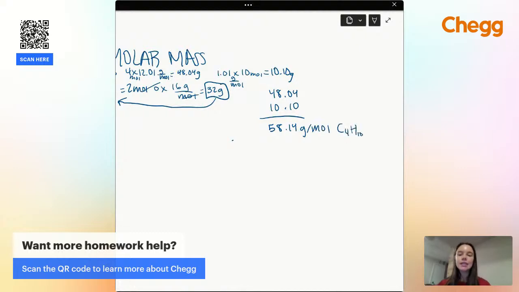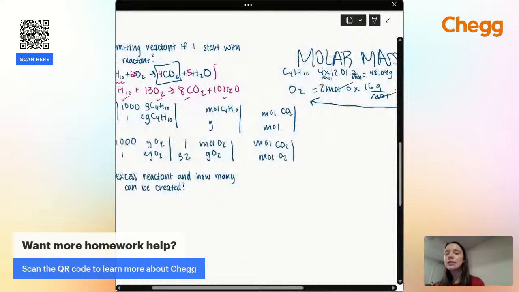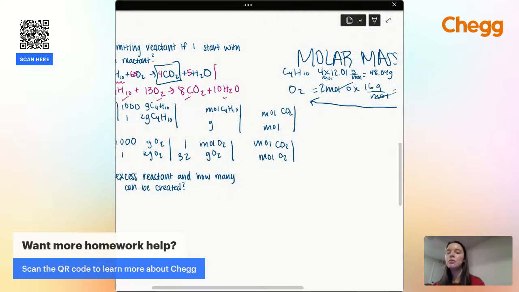Hopefully, again, that makes sense. If not, there is no worries. We can go over it in more detail, so just let me know. So again, 58.14 grams in 1 mole.